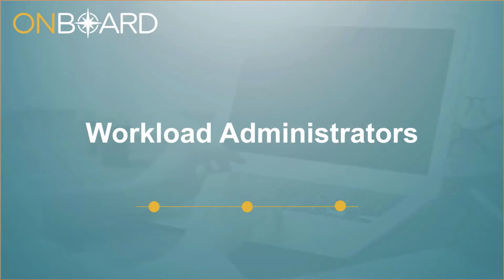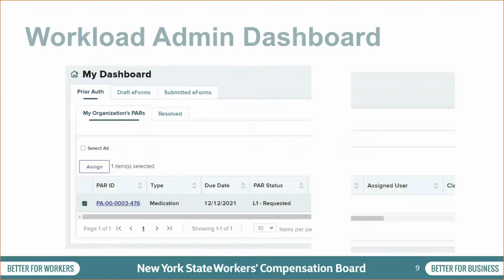Before we detail the specific treatment/testing response process, let's review how a workload administrator assigns a PAR. Assigning PARs is done using the same process, regardless of the PAR type. All PARs requiring review will appear on the My Organization's PARs tab for the workload administrator to assign to the requested level of review. The dashboard defaults to sort by due date and unassigned PARs so that it is easy to identify PARs that are due and haven't been assigned for review.